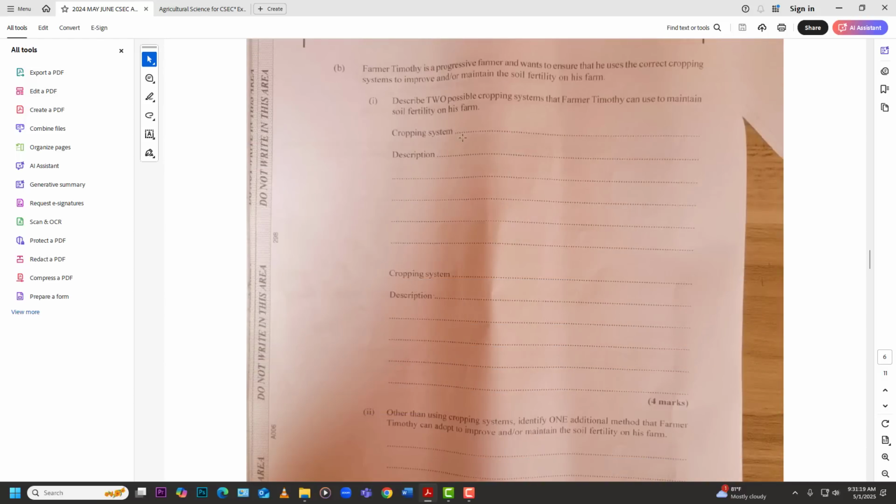Next question. Farmer Timothy is a progressive farmer and wants to ensure that he uses the correct cropping system to improve and or maintain soil fertility on his farm.